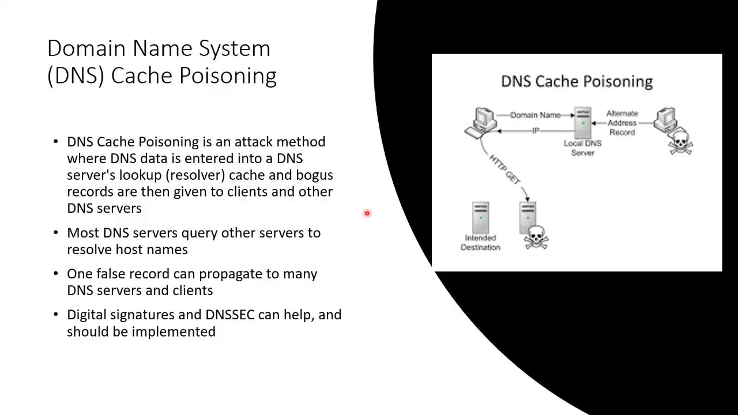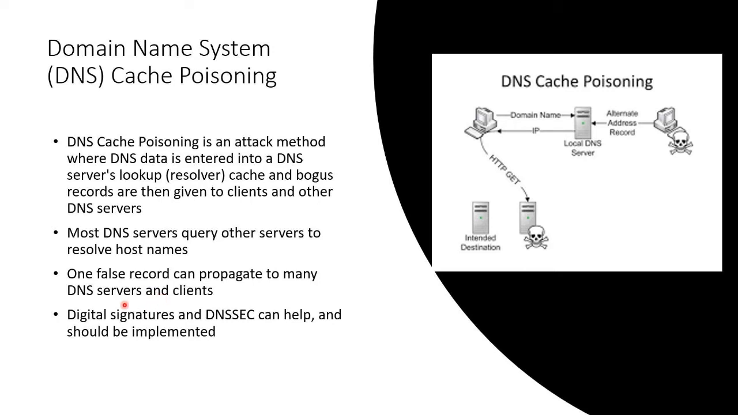Or you've got little client machines that ask a DNS server, but they'll check their own cache first. So with a little bit more effort, you could poison their cache so they don't even ask DNS. They think they already know the answer. The answer is just wrong. Most DNS servers actually query other DNS servers to resolve host names. If you can insert one false record somewhere up the chain, it'll propagate to many DNS servers and clients.